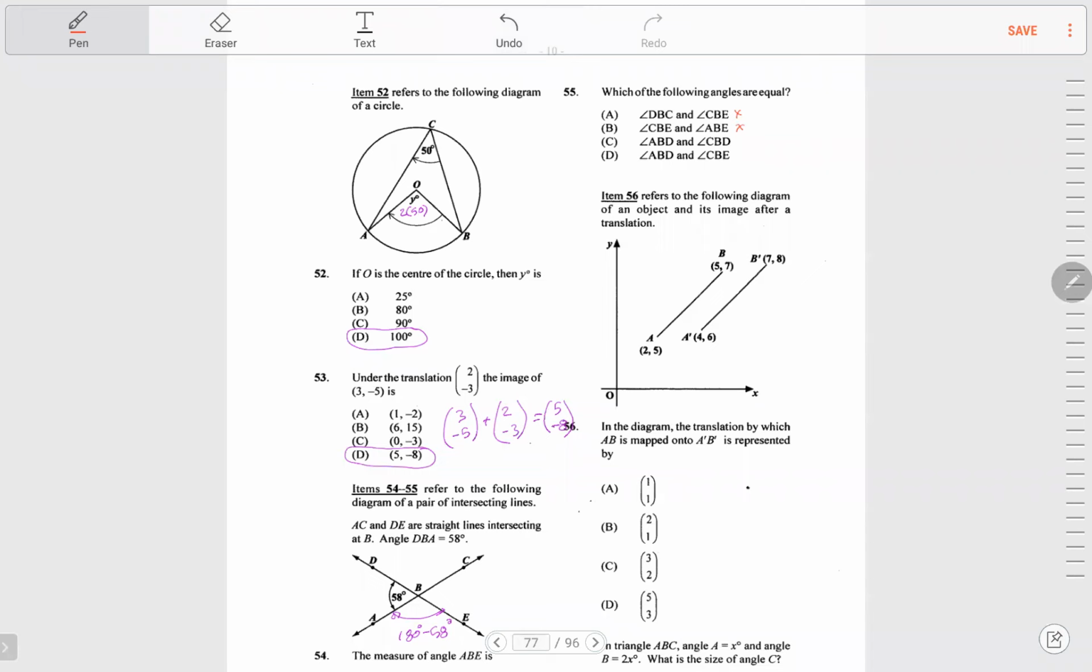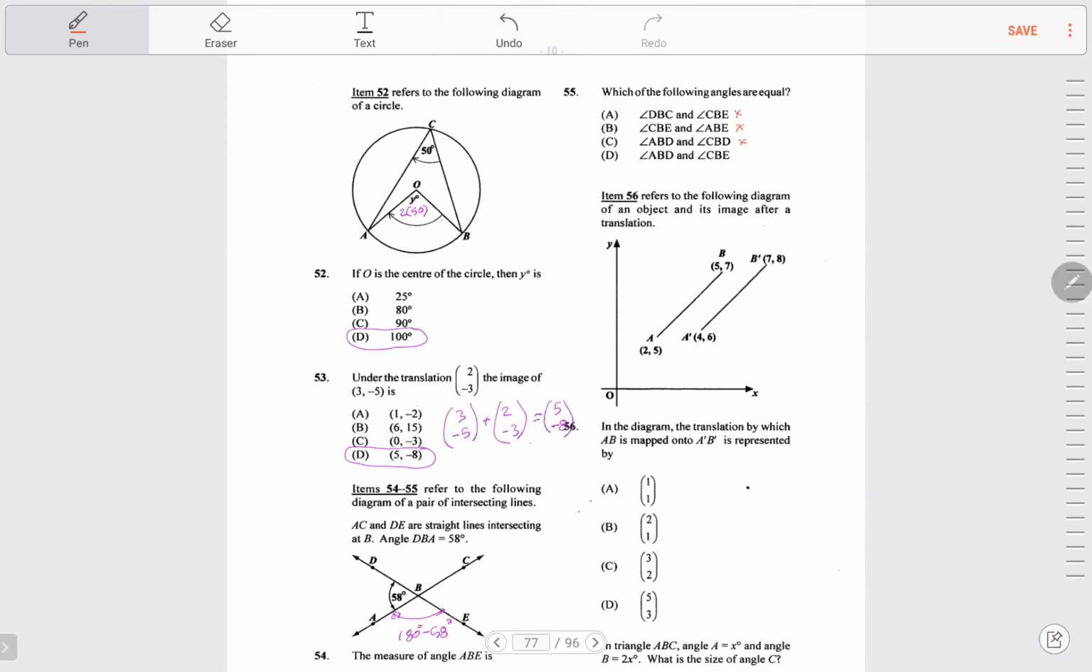Then angle ABD is this 58 right here, and angle CBD is this one. Again, those are not equal. Those angles are not equal. So this one is out. So the answer must be the last one.